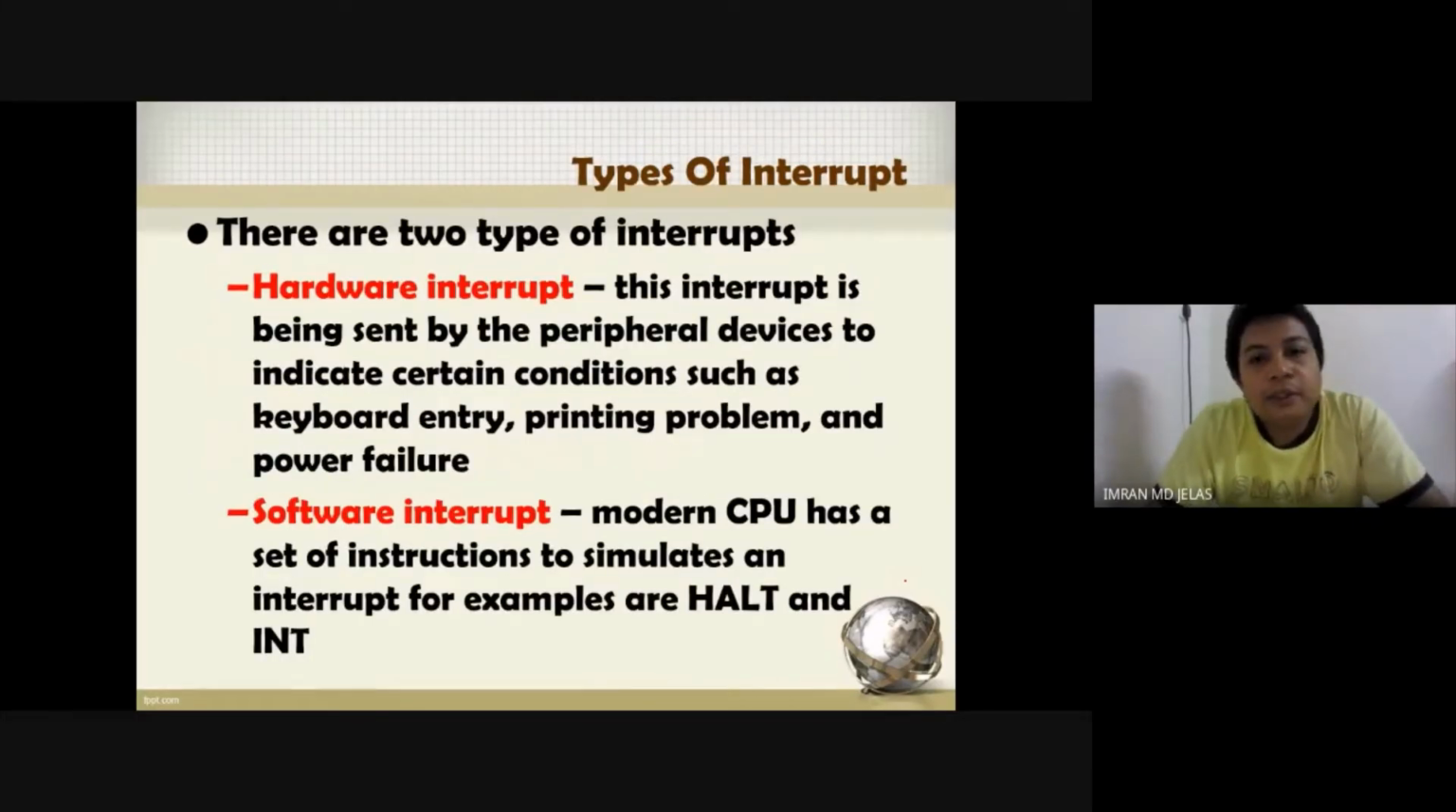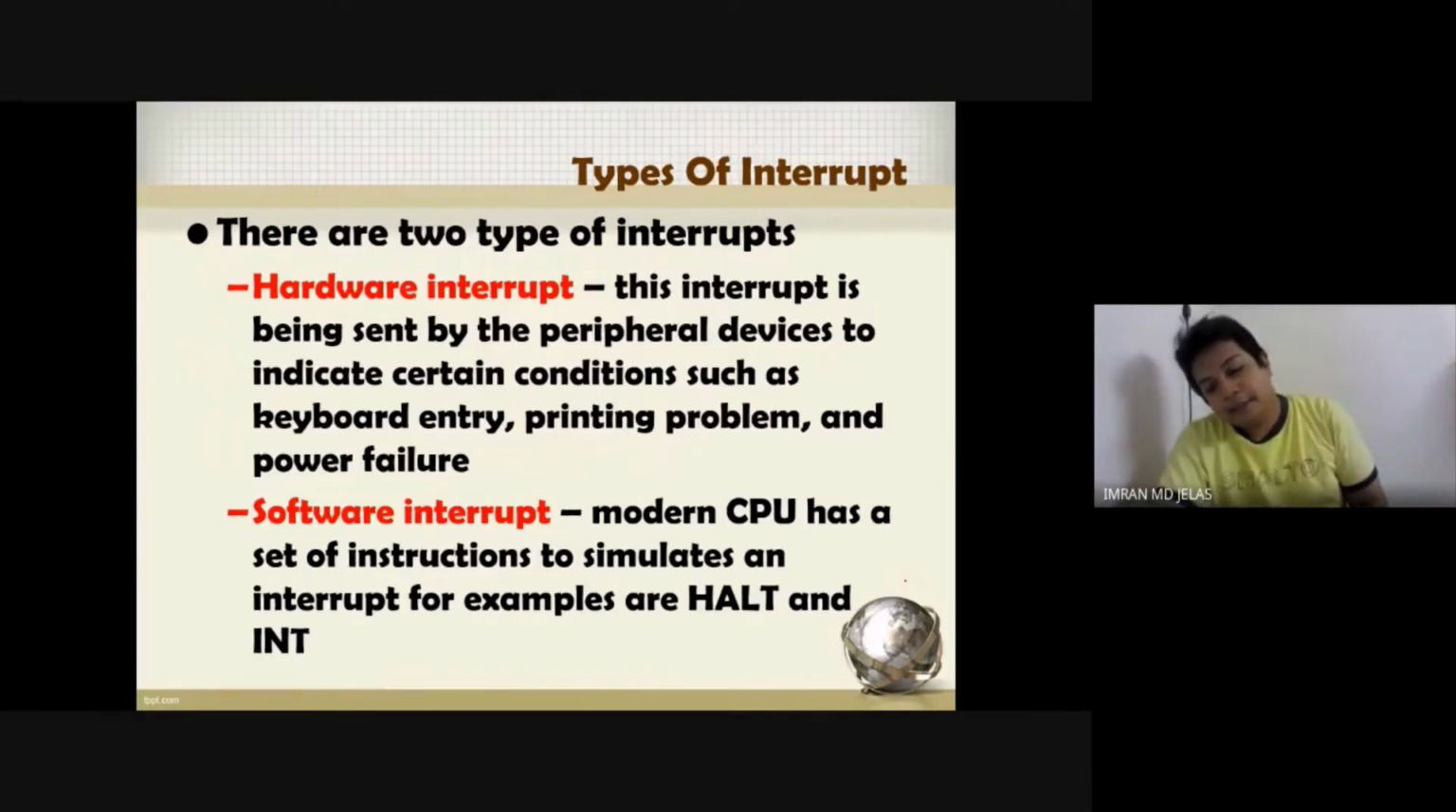There are two types of interrupt. One is called hardware interrupt. This interrupt is sent by the peripheral devices to indicate certain conditions such as keyboard entry, printing problem, and power failure. The other is software interrupt. Modern CPUs have a set of instructions to simulate an interrupt, for example, a pop-up interrupt.